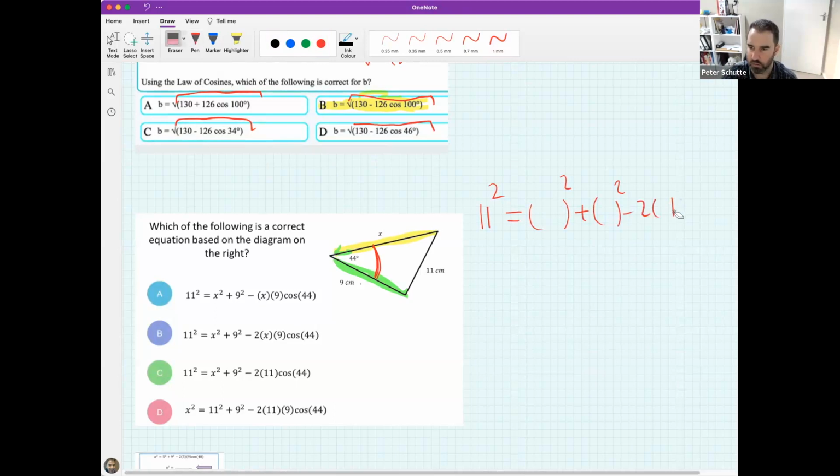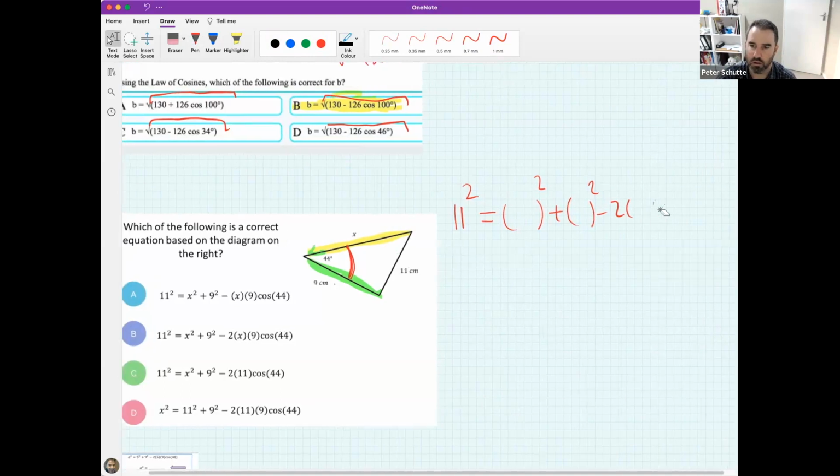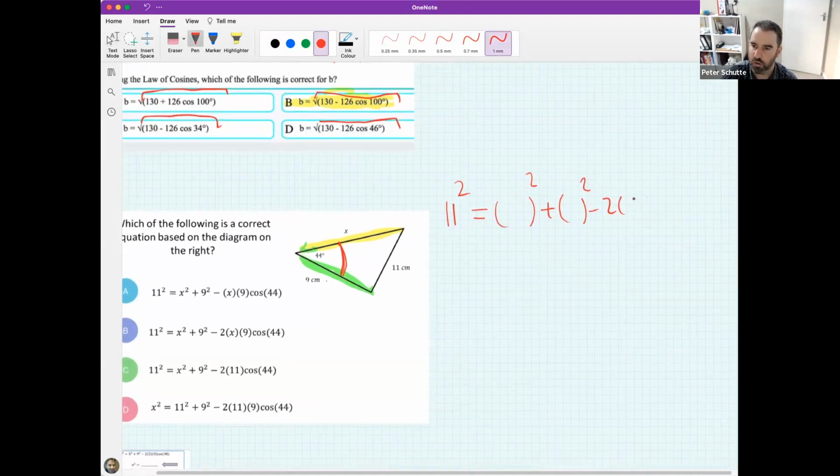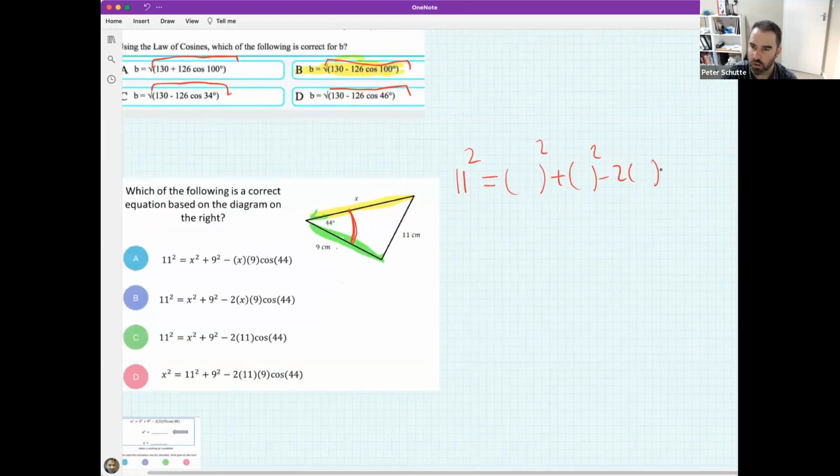minus 2, and something. And then what is that something going to be? Well, I think there's going to be an x in there. There's going to be a 9. And then there's going to be a 44. So this is definitely harder than before. Which option do we think is going to fit that?